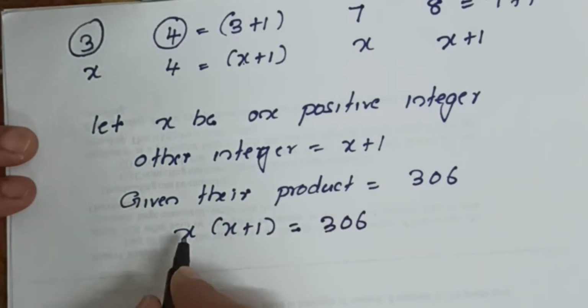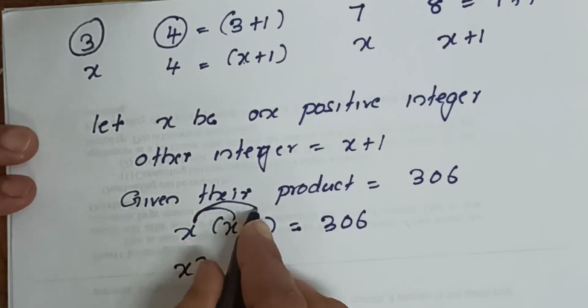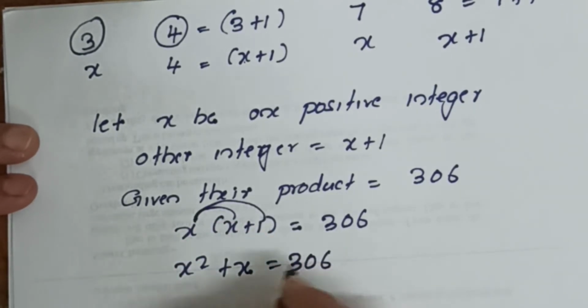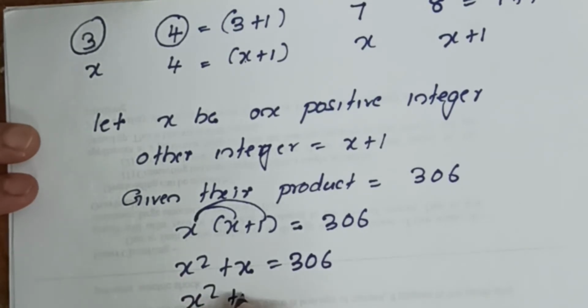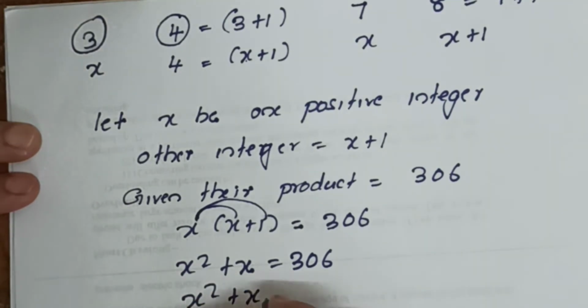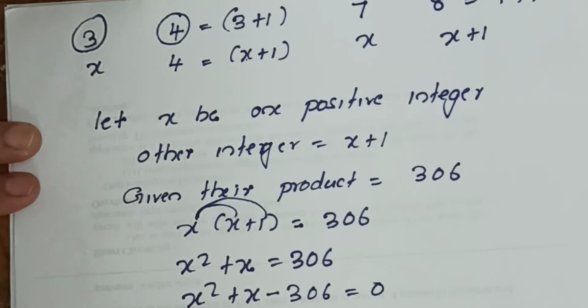Now we have to form the equation. So x into x is x square. x into plus 1 is x. Right hand side, it is 306. Now we have x square plus x. When 306 goes to the left hand side, it will become minus 306 equal to 0. So this is the required quadratic equation.